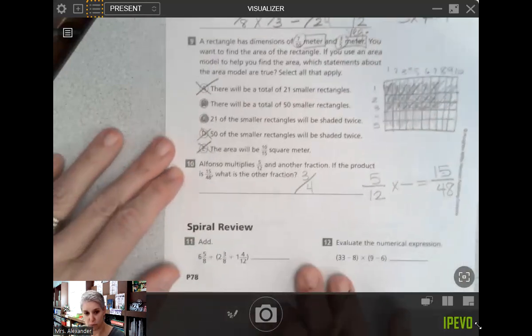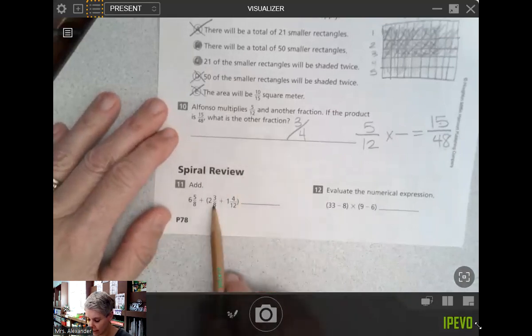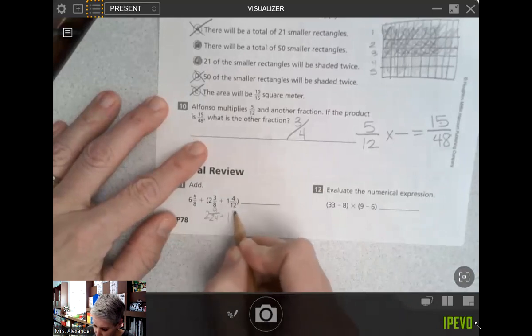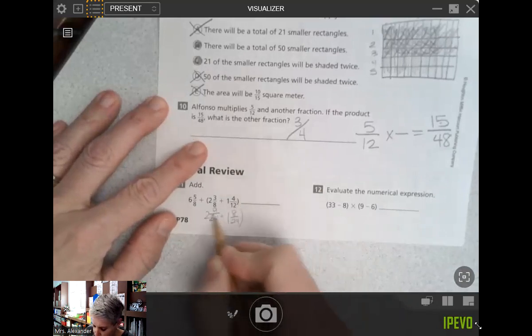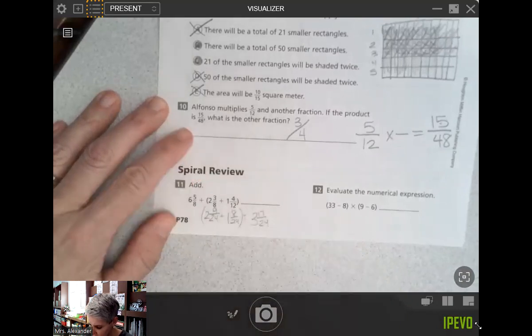Ooh, a little spiral review. Order of operations and fractions. I need to do this work first, but I need a common denominator. I'm going to go with 24ths. So that would be 2 and 9/24 plus 1 and 8/24. So right there, I would have 3 and 17/24.